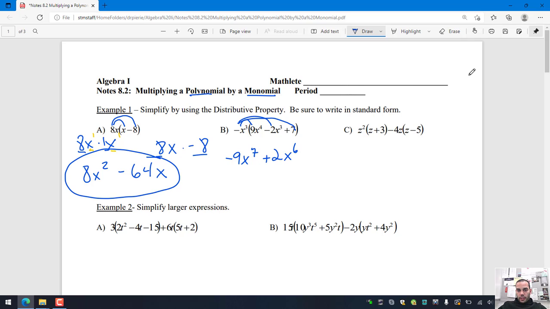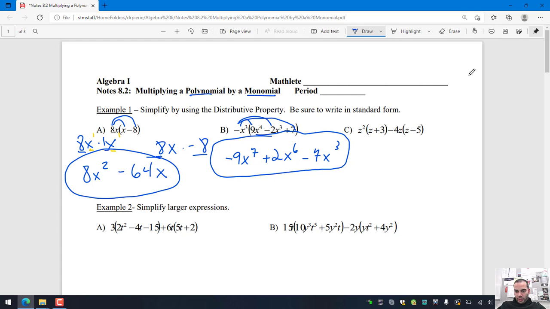And then the last thing I see here is negative x cubed times 7. Negative times a 7 is minus 7. And then I can't forget about the x cubed. It's got to stay attached. This is my final answer in standard form. My exponents are going in descending order.